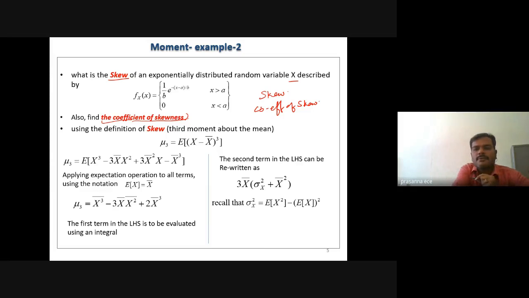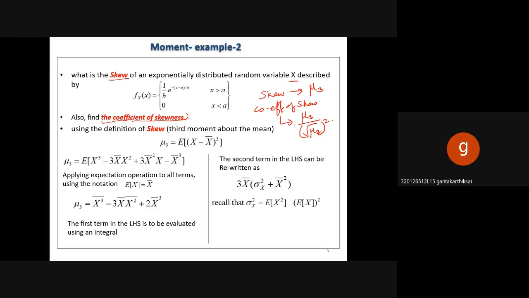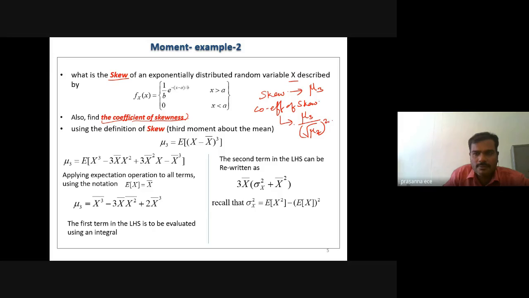Okay, what is this coefficient of skewness? Skew is nothing but our mu3, right? What is the coefficient of skewness? Just recall from the last lecture. It is mu3 divided by root of mu2 the whole cube. Sorry, this is sigma cubed, root of mu2 the whole cube. Okay, so this is the coefficient of skewness.